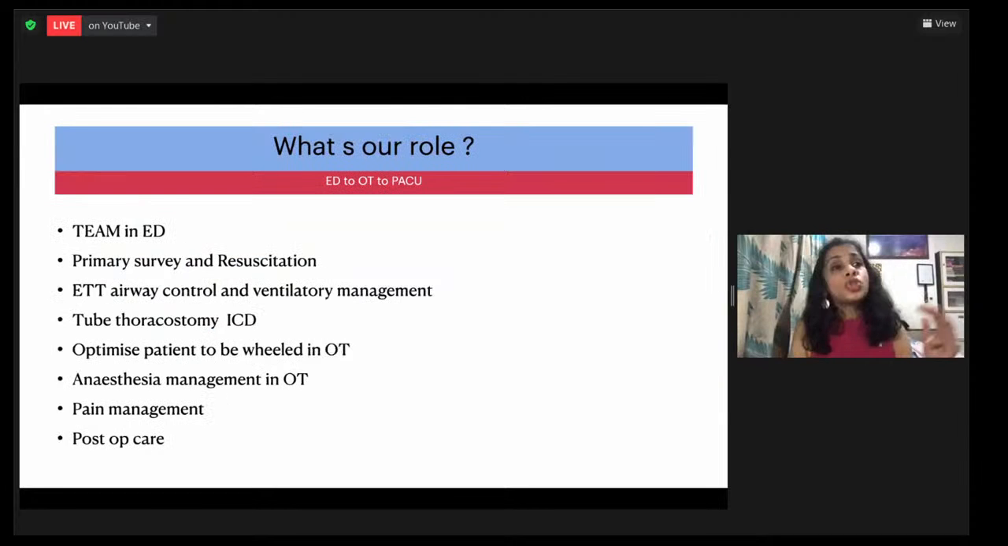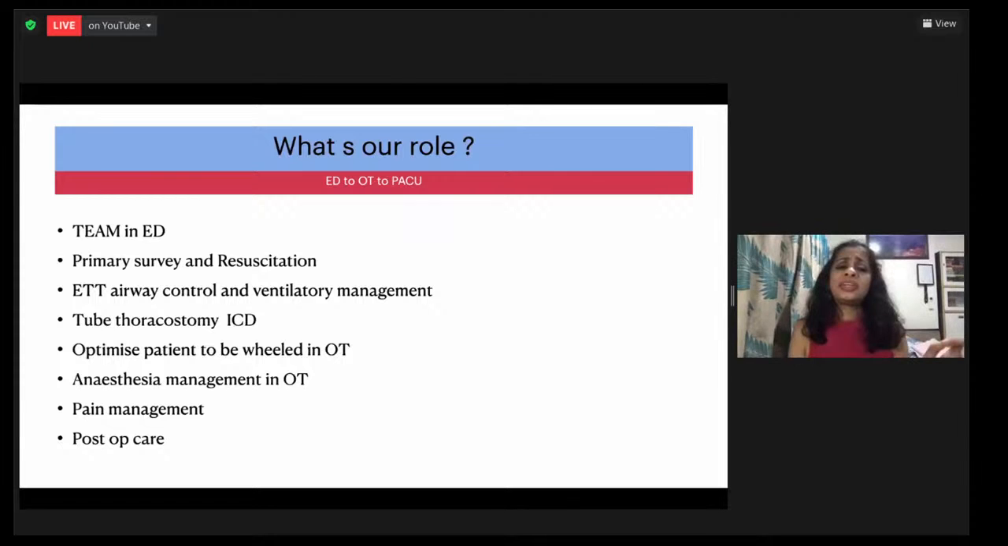So as an anesthesiologist, what is our role? We play a very important role as a team member in the emergency department. Actually, we can even be the leader in the emergency department. We have a very crucial role to perform in the primary survey and resuscitation following the ABCDE guidelines of the ATLS, because it is at that moment that we can save the patient and catch the life-threatening injury and go ahead with the decision of surgery or conservative management. We are extremely skilled in our airway, and our role comes in securing the airway and ventilatory management.